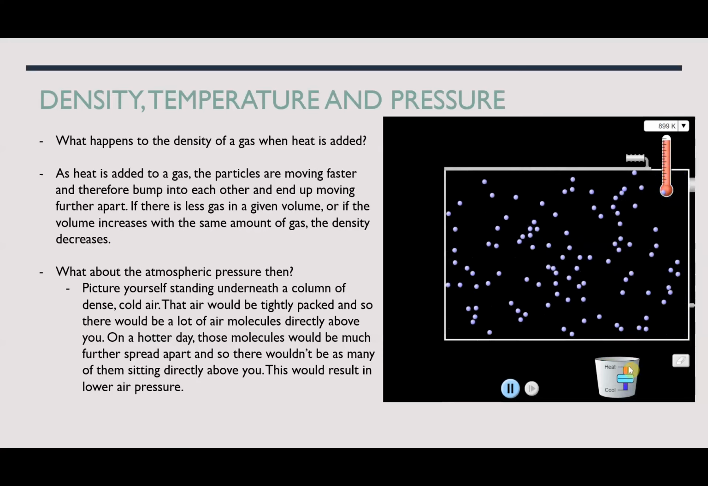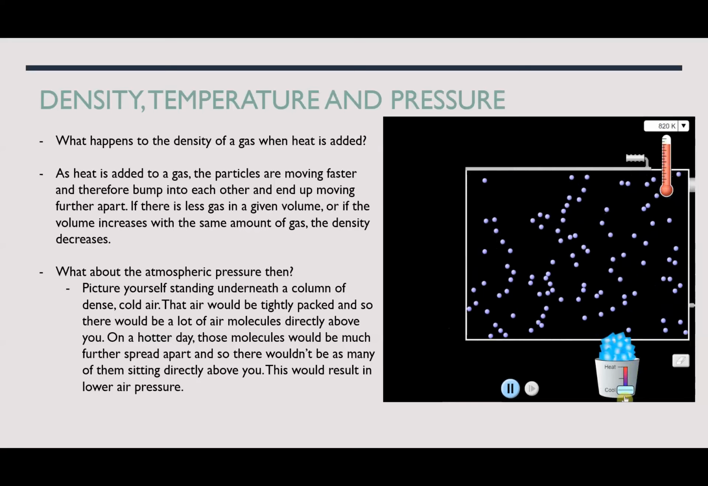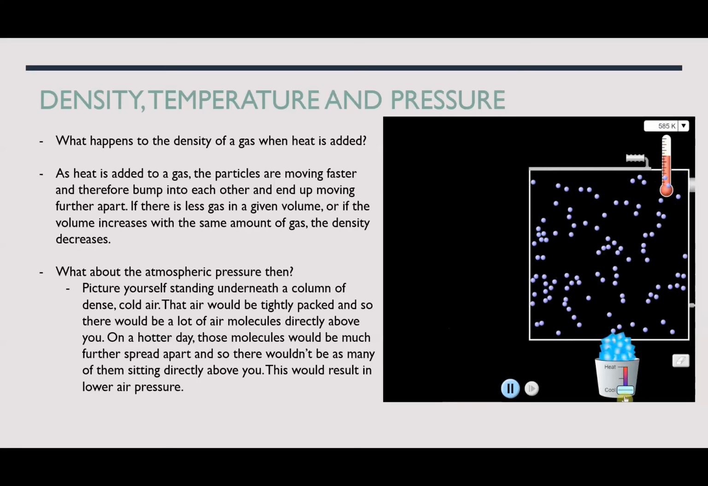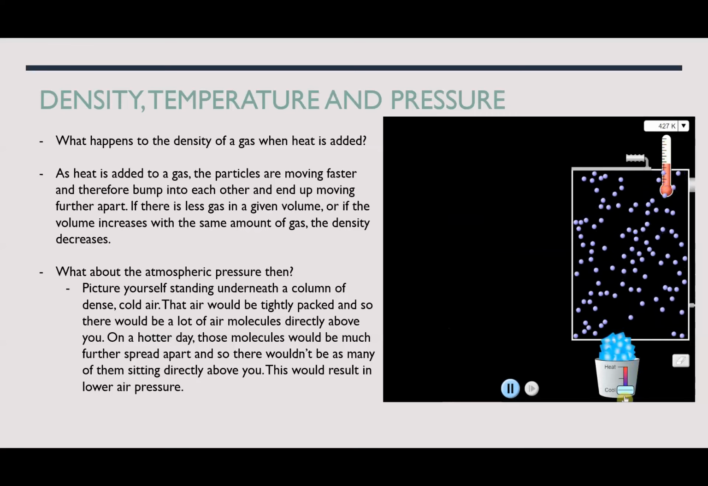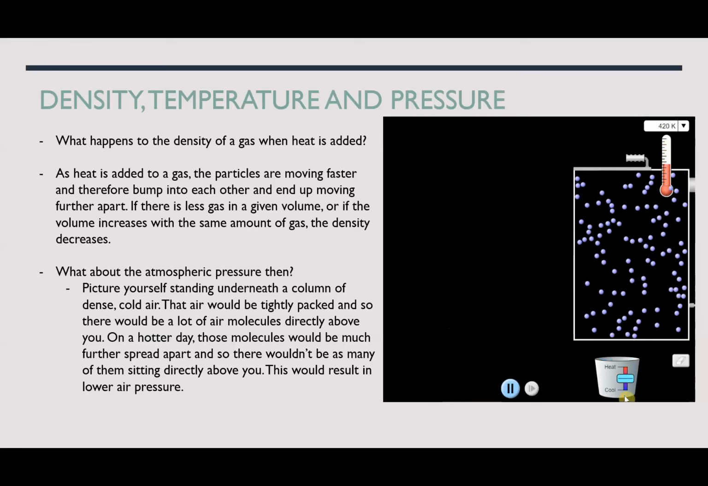And then now we're going to cool it down. Once we cool it down, the particles are moving less quickly and they're going to condense and move closer together, and so they'll become more dense. So that answers the question about relating temperature to density, but what about atmospheric pressure?